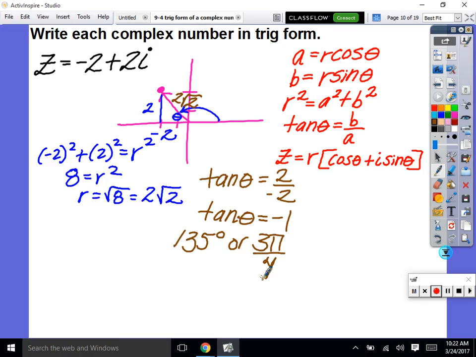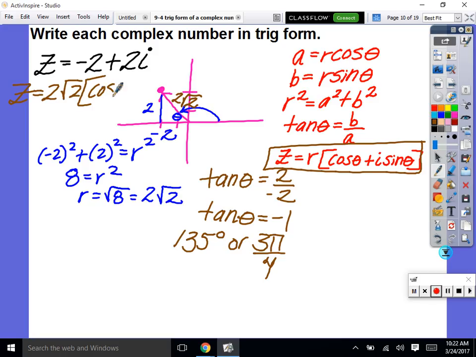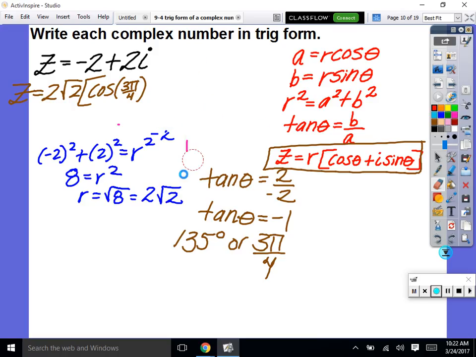So that would be good enough. Now let's put it into this form instead. We have theta, we have our r. So z is equal to the radius, which is 2 root 2, times parentheses cosine of 3 pi fourths. I'm going to just do it in radians because I prefer radians. And then plus i sine of 3 pi fourths, and we'd be done. That would be my answer. That's all you've got to do.